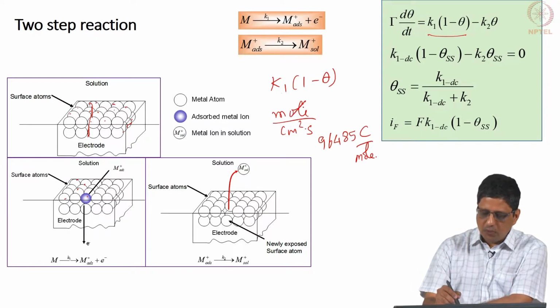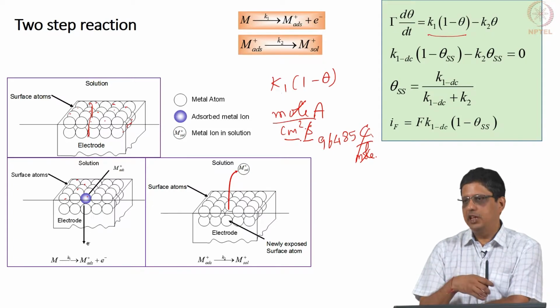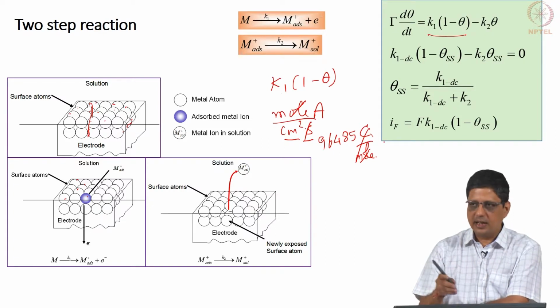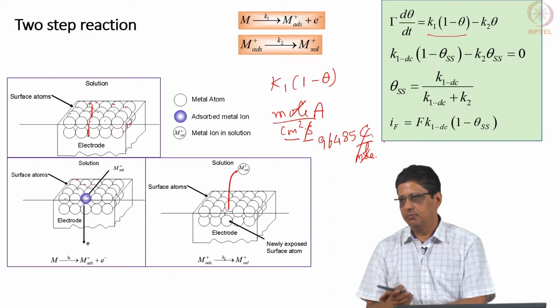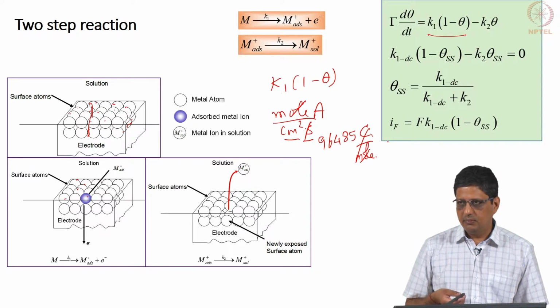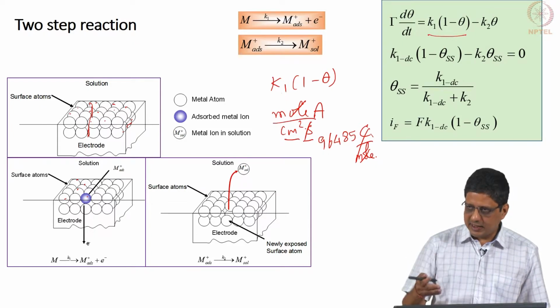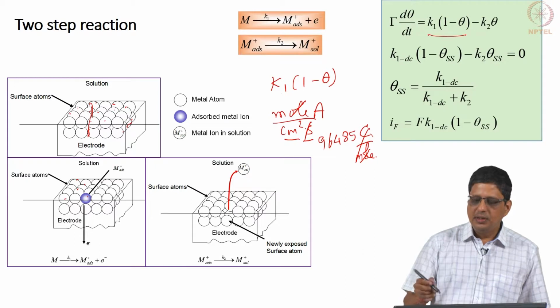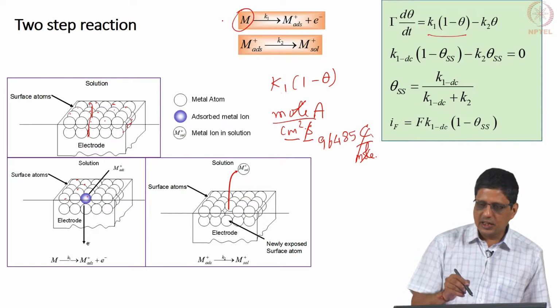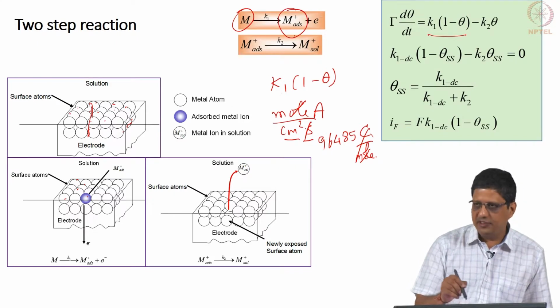It is going to be coulomb per square centimeter per second, and coulomb per second will become amperes, so amperes per square centimeter. So, although when I talk I say it is current, it is actually current density, it is not current. So moles means electrons, not a surface atom. K1 (1 minus theta) is the number of surface atoms that are consumed by the first step. It is also equal to the number of M plus adsorb produced by the first step. It is also equal to the number of electrons produced by the first step.